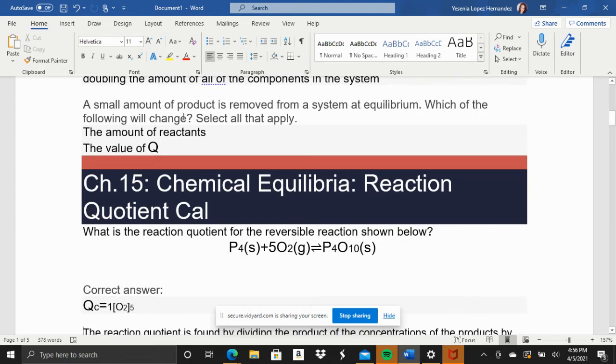And then they're going to ask you, if a small amount of product is removed from a system at equilibrium, which of the following will change? So these two would change in an equilibrium: the amount of reactants and the value of Q.